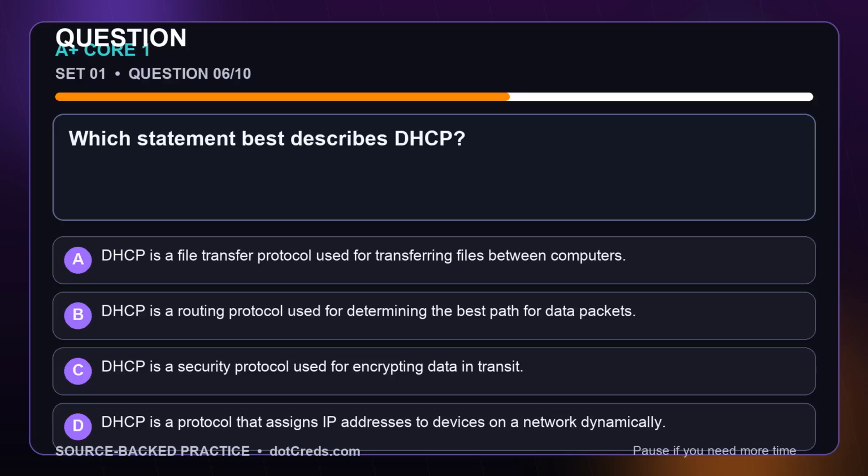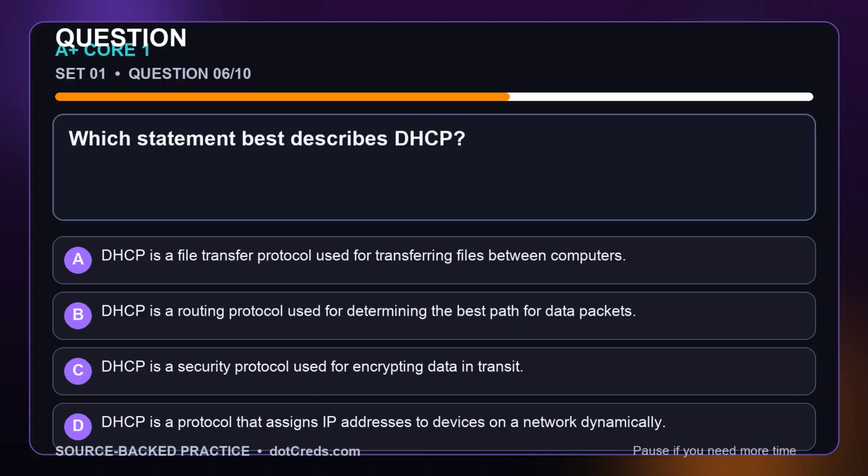Question 6. Which statement best describes DHCP? A. DHCP is a file transfer protocol used for transferring files between computers. B. DHCP is a routing protocol used for determining the best path for data packets. C. DHCP is a security protocol used for encrypting data in transit. D. DHCP is a protocol that assigns IP addresses to devices on a network dynamically.